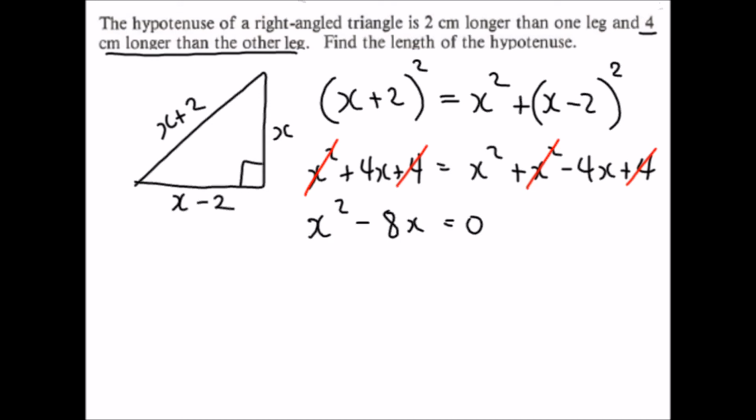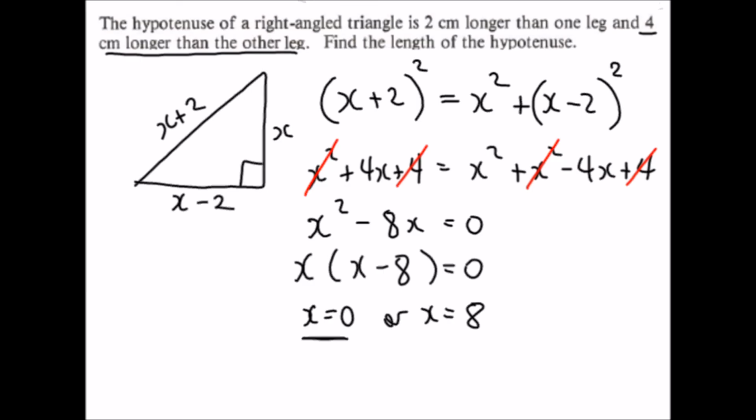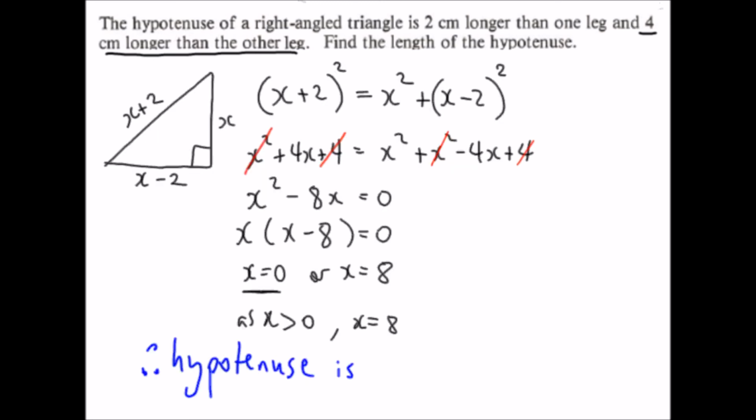And we get that. So factorise that, take out the x. Use the null factor law. We get x equals 0 or x equals 8. Now, given that x is the length of a side of a triangle, this answer here is not possible. So, as x is greater than 0, then we know that x equals 8 must be our solution. And therefore the hypotenuse, what we want, will be 8 plus 2, which will be 10 centimetres.